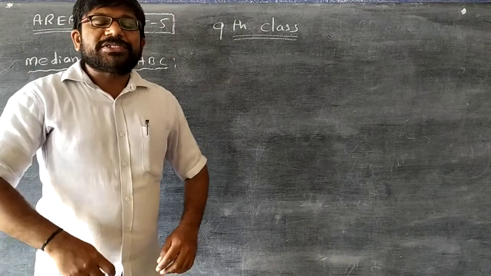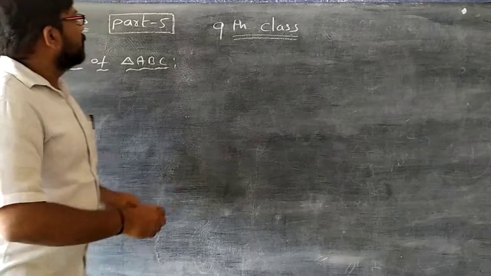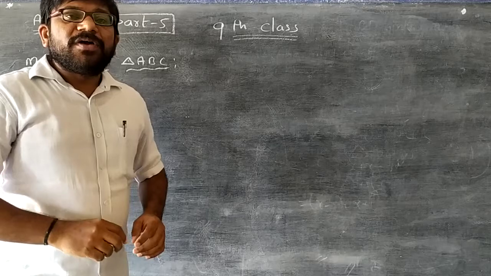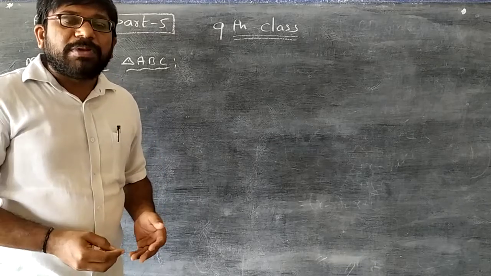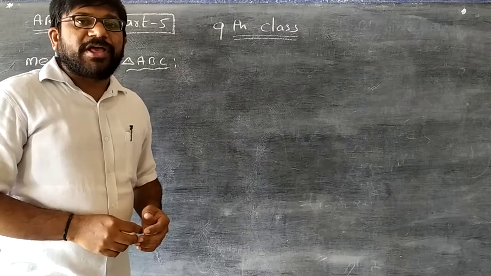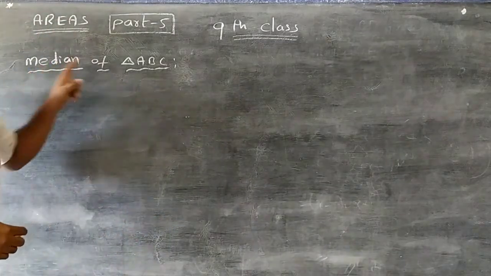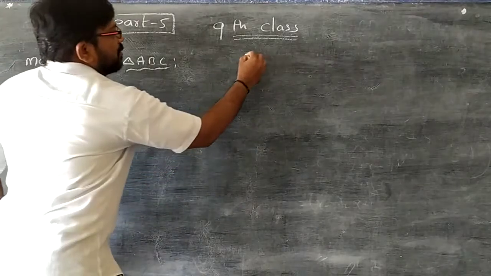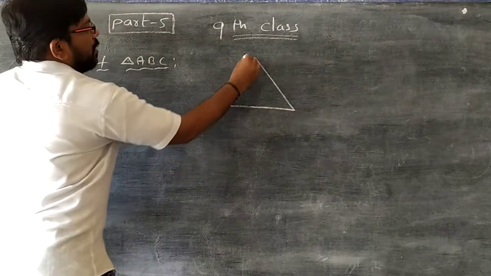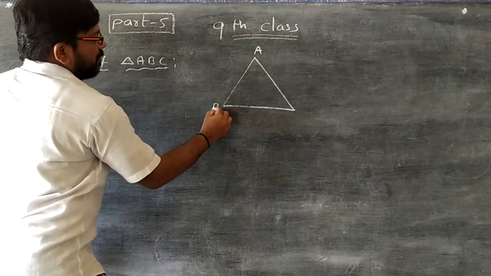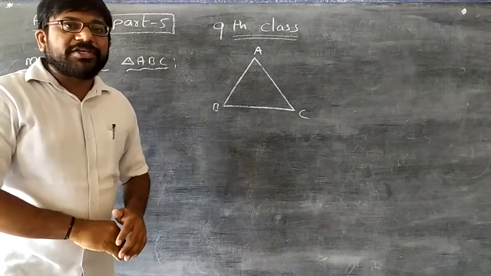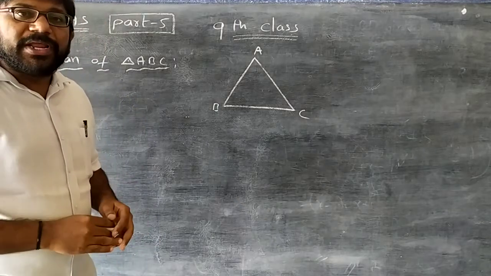Today's topic areas for 9th class part 5. In this part we discuss the median of a triangle and related problems. First of all, what is the definition of the median of a triangle? Consider triangle ABC. So what is the median of this triangle? What is the definition of median?